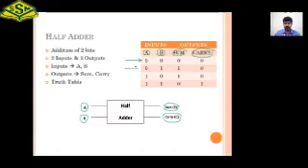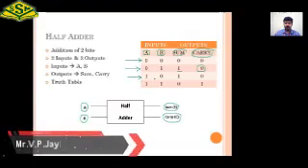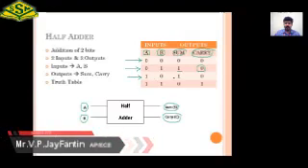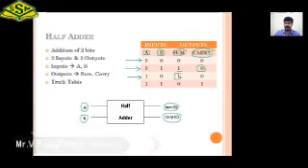In the second row, as A is 0 and B is 1, we are adding 0 plus 1, then the sum will be 1 and the carry will be 0. Similarly, in the third row, we have A as 1 and B as 0. If you are adding 1 and 0, then as in the second row, the sum will be 1 and carry will be 0.